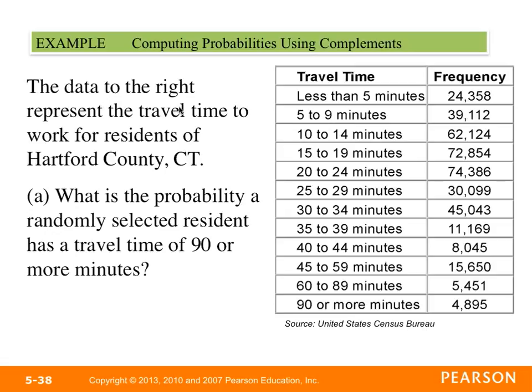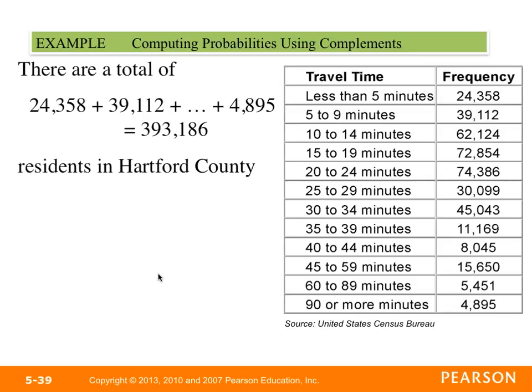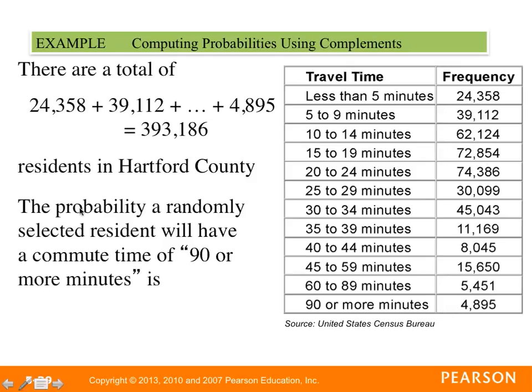Okay, the data to the right represents the travel time to work for residents of Hartford County, Connecticut. What is the probability a randomly selected resident has a travel time of 90 or more minutes? So if we look at this, there are a total of 393,186 residents if we add all of these up. And then the probability that a randomly selected resident will have a commute time of 90 or more minutes is going to be 4,895 out of the 393,000, which is just 0.012 or 1.2%.